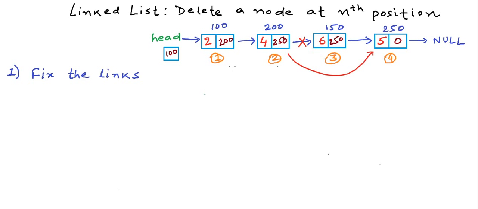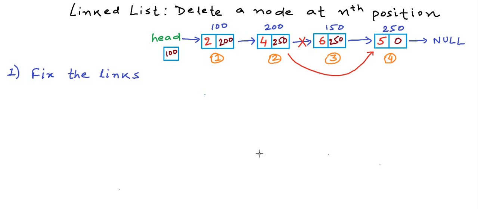There will be special cases, like we may want to delete the node at the first position, or the head itself. In that case, we will have to point head to the second node. We will have to build this link. We will talk about all these special cases in our implementation. Let's first understand the logic.